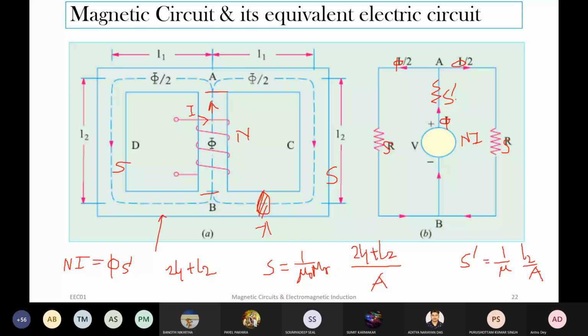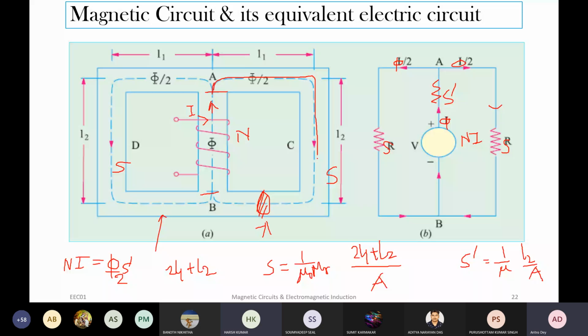Sir, I couldn't understand S equals 2L1 plus L2 at the bottom which you have written. Here, if you go this way, this is L1, right? Then this is L2, then this path is again L1. So that is why it is 2L1 plus L2.